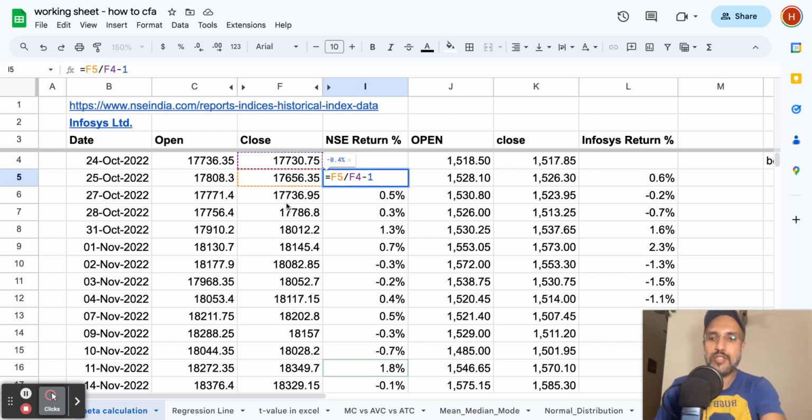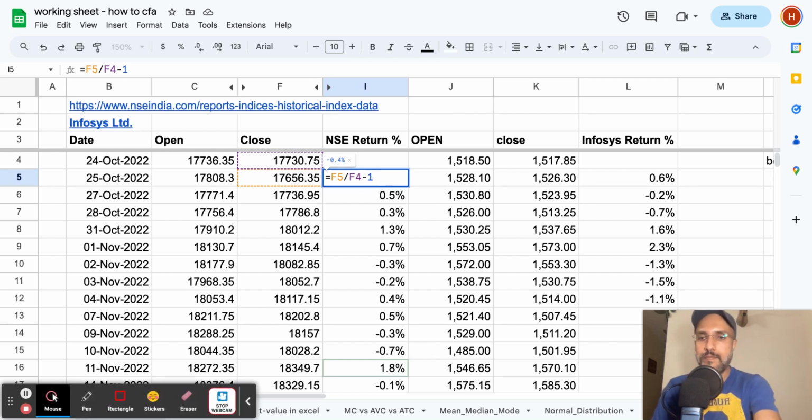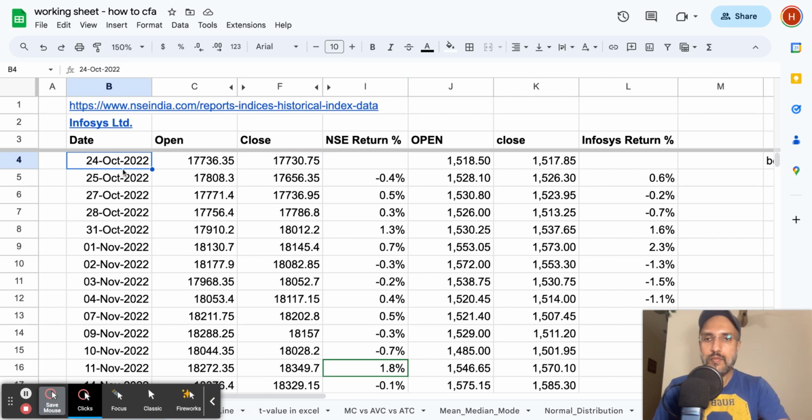Very simple. Look at this point. You can clearly see on 25th of October, it closed at 17,656. On the previous day, it closed at 17,730. So on this day, it actually lost money. So your return was minus 0.4%. Similarly, for all these, you can calculate the values, right?